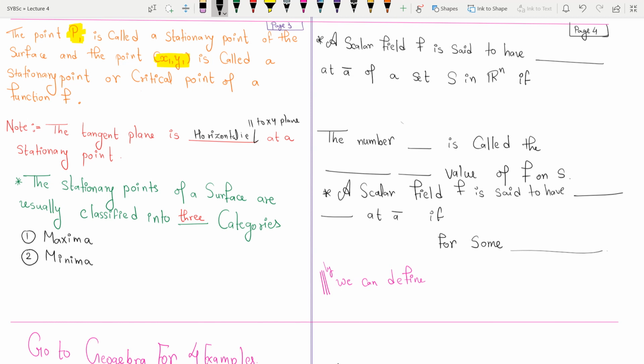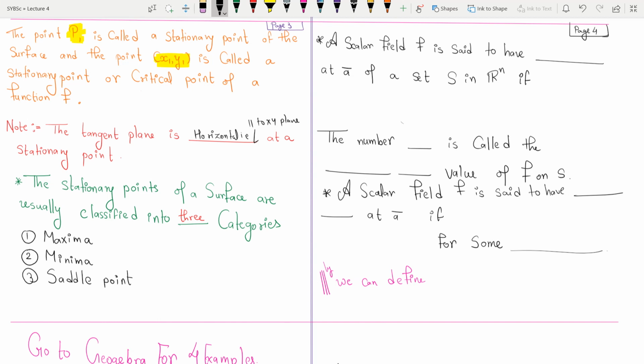Okay, and the third will be called a saddle point. Don't worry about it if you don't know about the saddle point. I'll explain it in detail, but the first two are extremely clear. Maxima means at that point my function is maximum. Minima means at that point my function is minimum. Okay, not to worry about it.